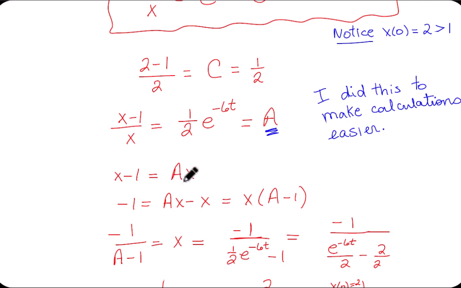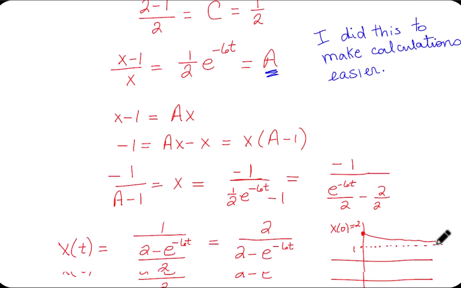So multiply both sides by x. Got that. I'm going to move this x to the right. Factor out the x. And so I get that x, my solution, is -1 over a minus 1. So again, I did all that so I wouldn't have to keep carrying that term. All right, so it's there in the denominator. I got a common denominator here.